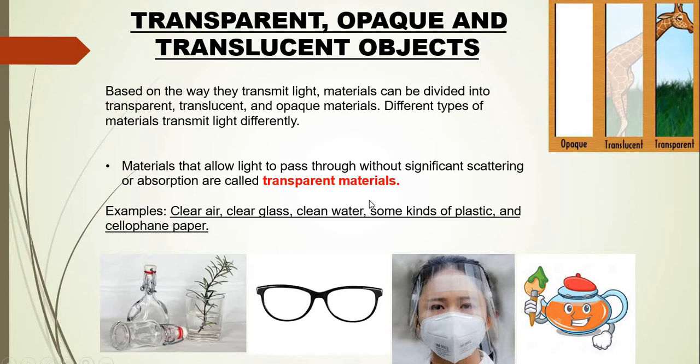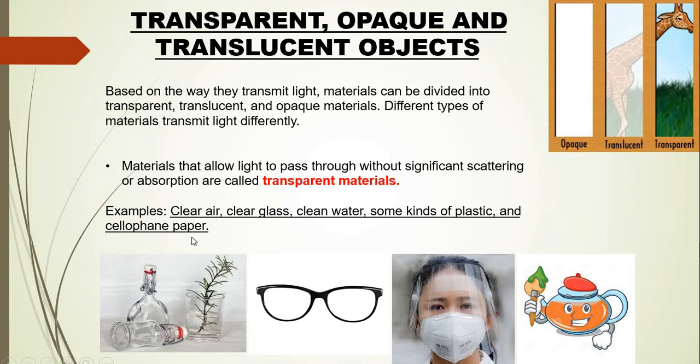So coming to the transparent materials, materials that allow light to pass through means that type of material through which light can pass easily without distributing into different directions, without being absorbed by that material. That type of material is termed as transparent material. Means light can pass through it clearly or totally without much scattering or absorption. For example, clear air, clear glass, clean water, some kinds of plastics and cellophane paper.